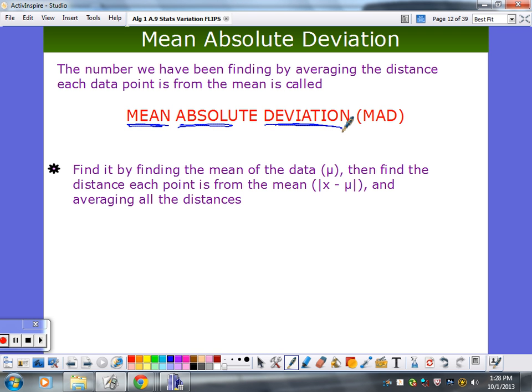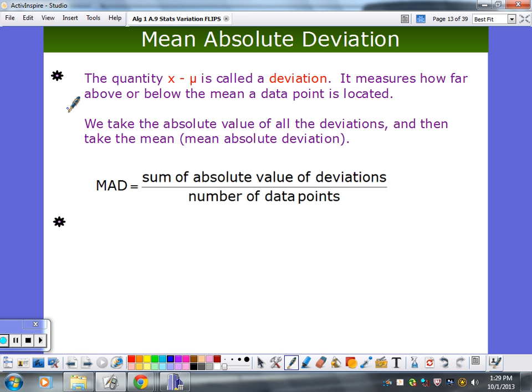Now we talked a little bit about a deviation, x minus mean. You take each data point and subtract the mean. You take its absolute value. Once you've done that, you find the mean of all of those. That's what we've been doing. The quantity x minus mu is called a deviation, and it measures how far above or below the mean a data point is. A deviation can be positive or negative. Think of when that kid was 4 years under the mean. He had a deviation of -4 because he was 10 years old and the mean was 14.